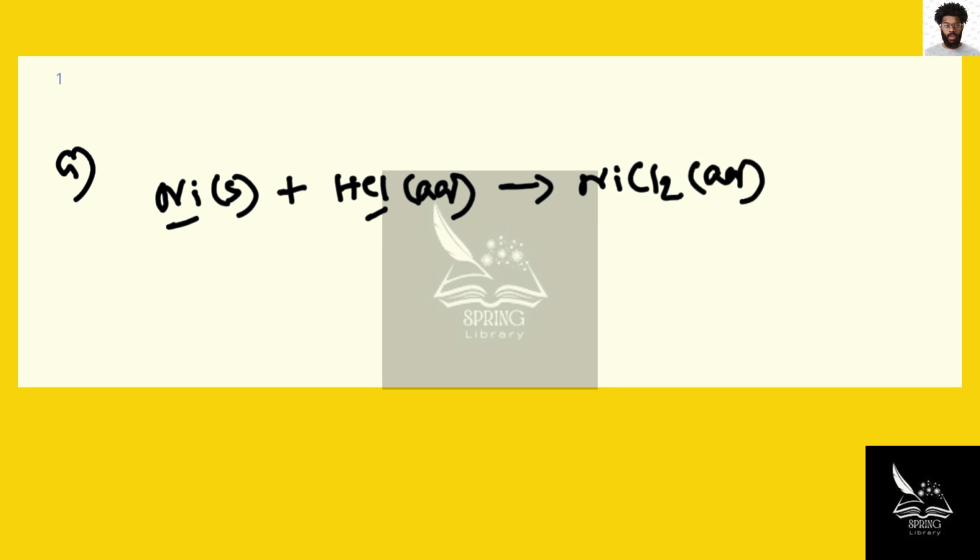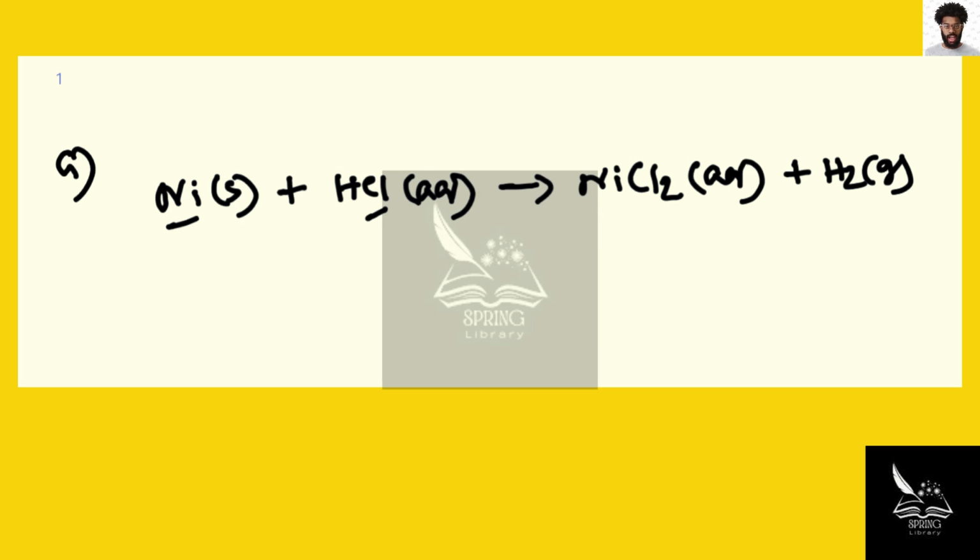So nickel will be in solid state. It will react with HCl, which is water soluble, and it will be in aqueous condition. On the product side, the nickel will react with the chloride to form nickel chloride in aqueous, plus we will have hydrogen gas. So now this is our molecular equation.